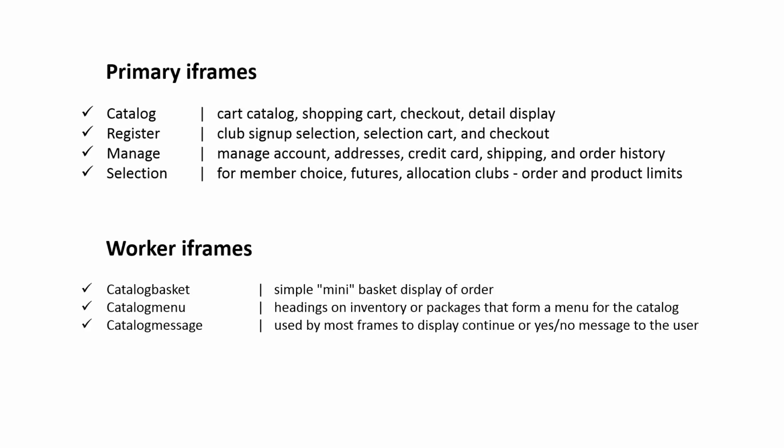The worker frames are used by the primary frames. The catalog basket is a little mini basket that shows what you're buying as you're shopping. The catalog menu is a menu for the catalog itself, so you can break it up into the various headers and subheaders, for example red wine, white wine, and so on. And the catalog message is simply a message window that displays error messages and requests actions by the user.